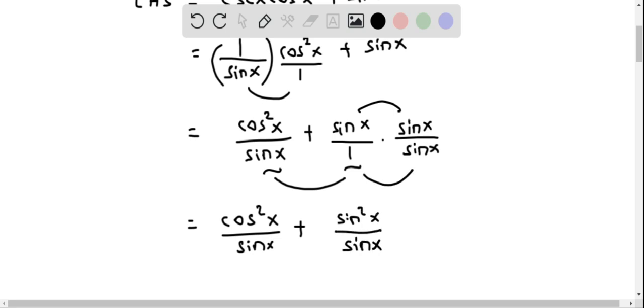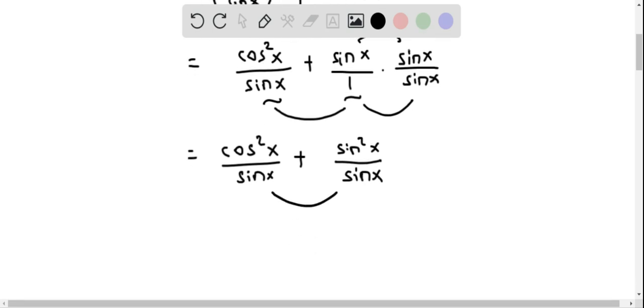Now notice that we have the common denominator in both fractions, that is sin x and sin x. So therefore we can combine the numerator terms, that is we add the numerator terms, which is cos squared x plus sin squared x, and this is all over the denominator sin x.